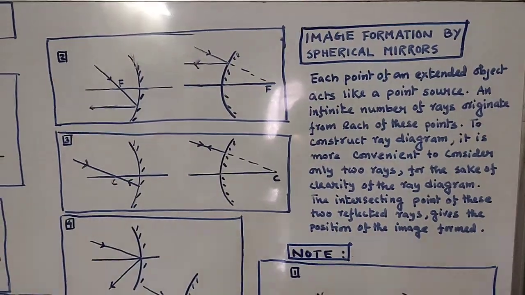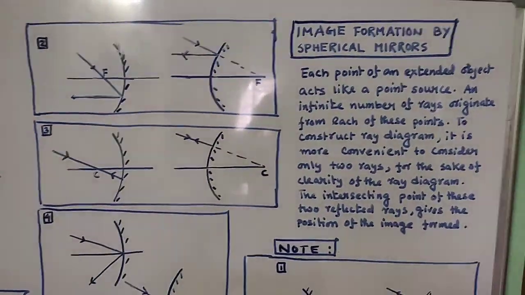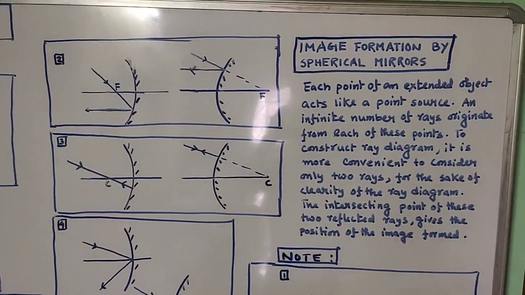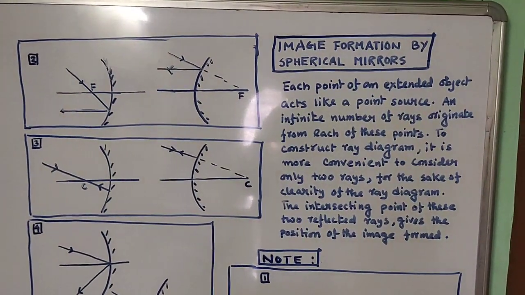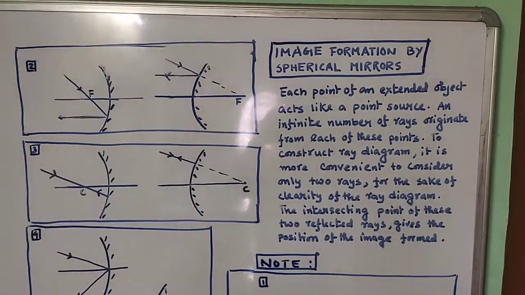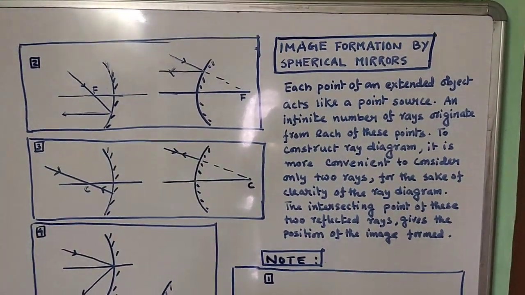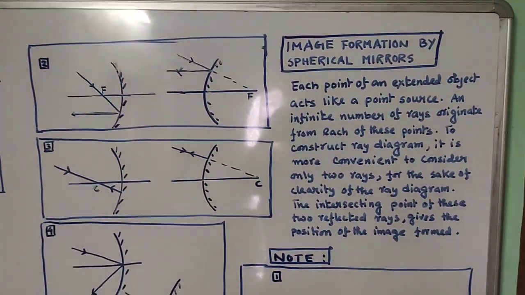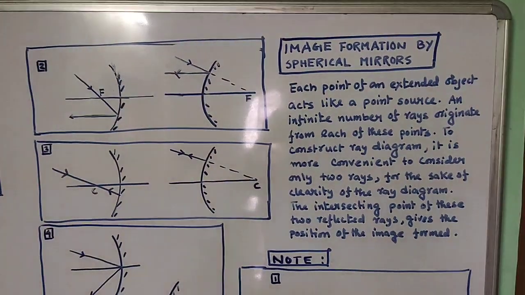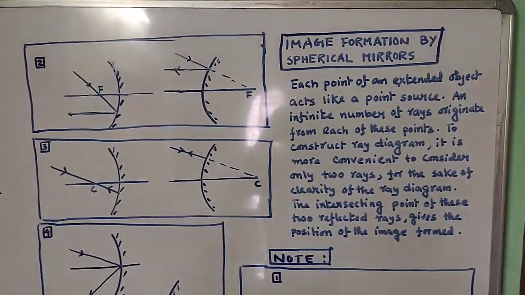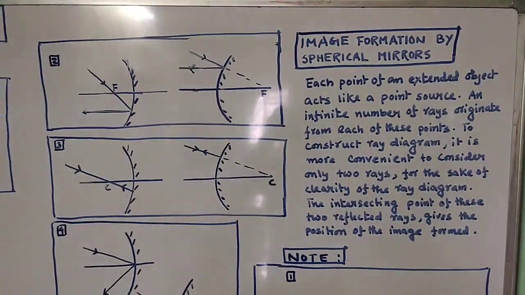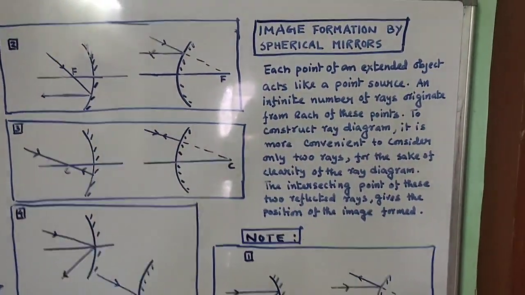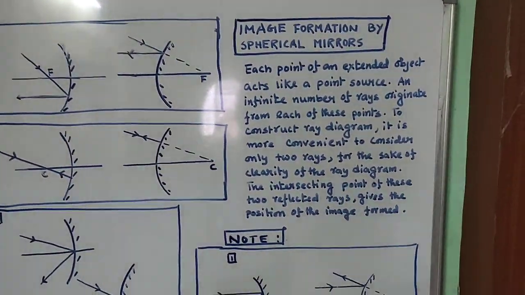So to construct a ray diagram regarding the image formation, it is not possible to consider all the rays that are scattered by the object, because if we consider all the rays, then the ray diagram will be clumsy, and it is very tough to understand the image formation. So for simplicity, we wish to consider two rays scattered by the object, and when those rays intersect, at the intersecting point you will get the image. So what rays we will consider to draw the ray diagram, that part we are going to discuss.